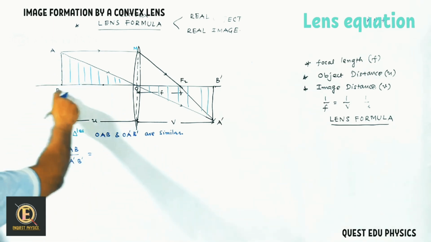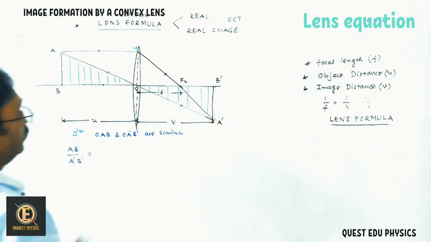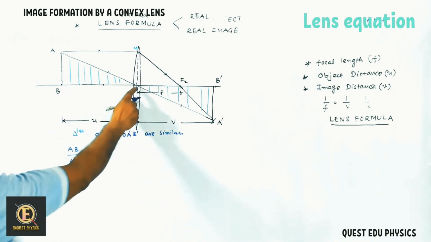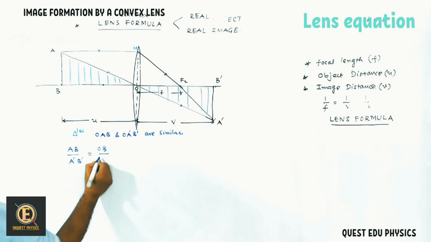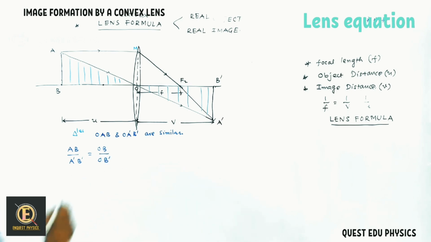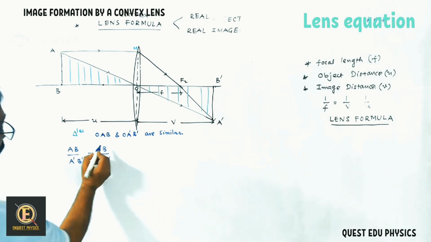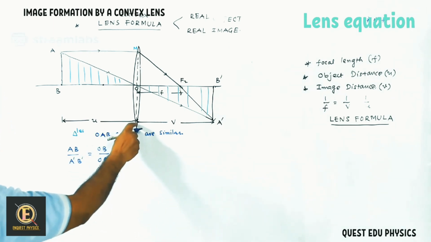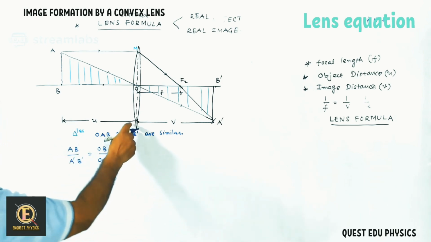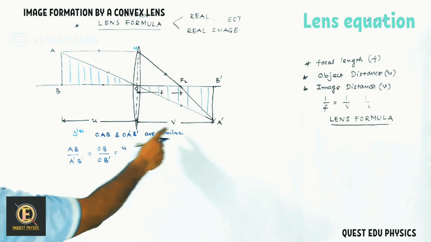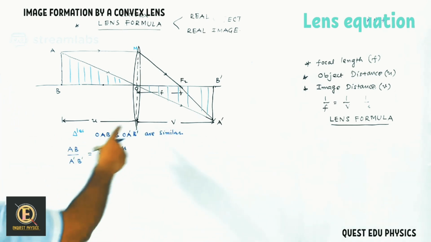See this, what is OB? OB is equal to U. OB is U and OB dash is equal to V. So I can write AB by A dash B dash is equal to what? It is U by V. I am freezing this point.